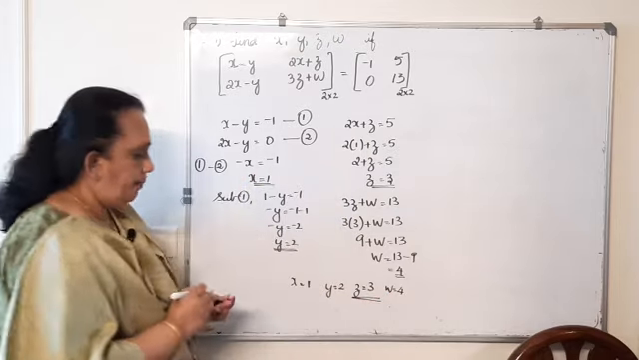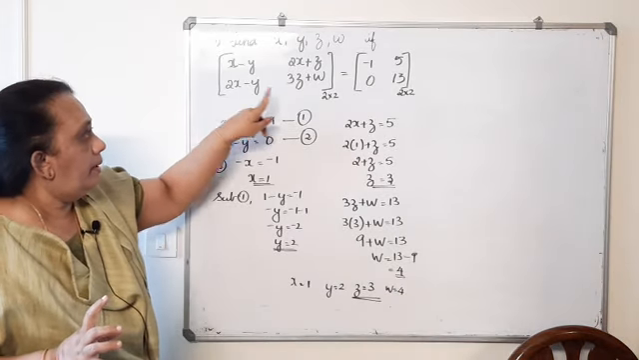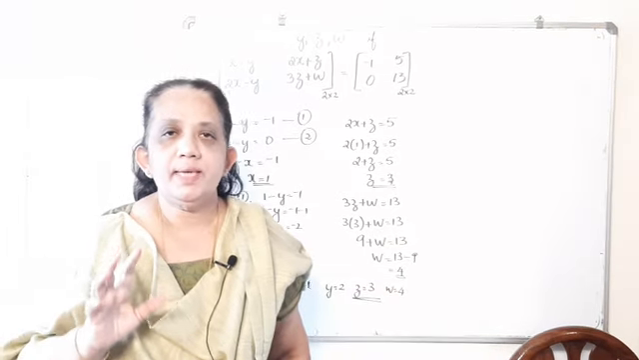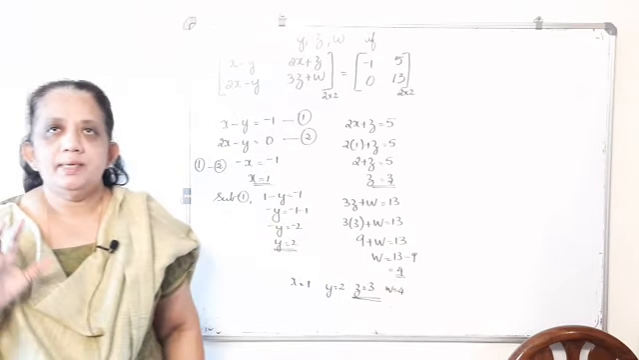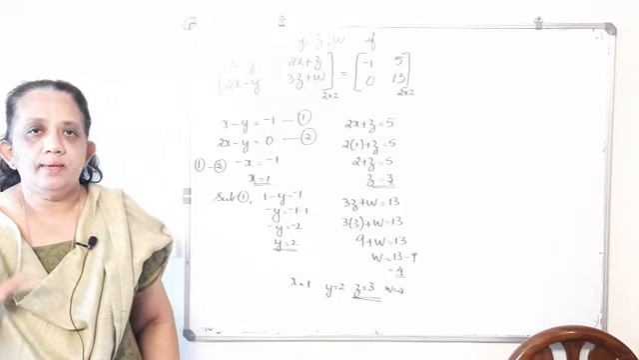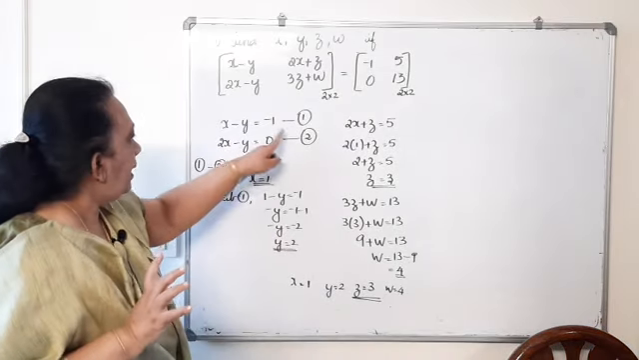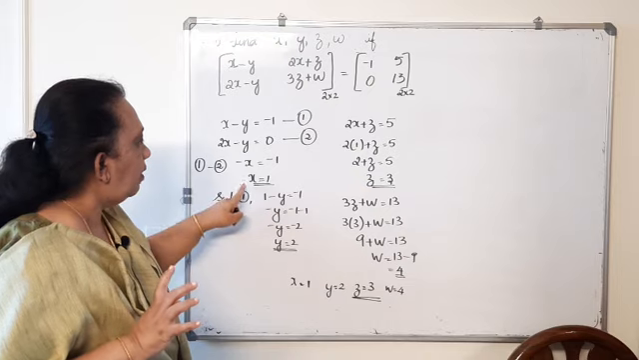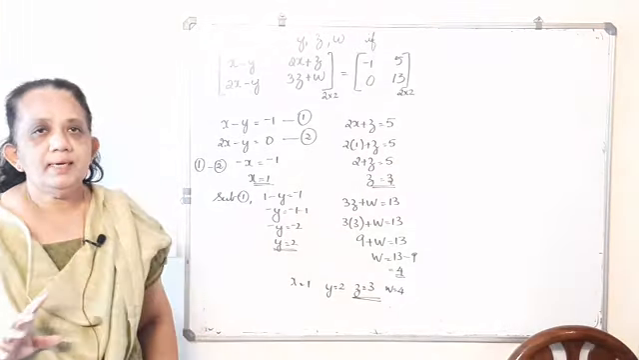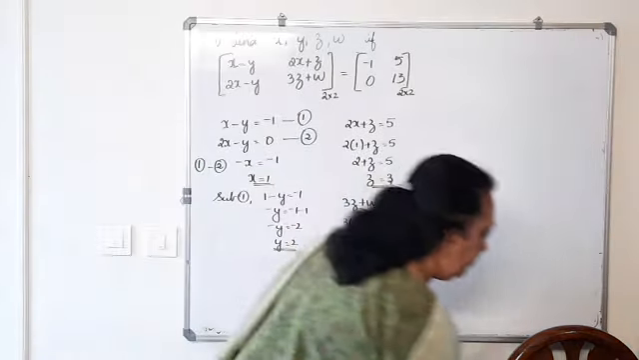So here the main property we used is the equality property of matrices. When do you say that two matrices are equal? Matrices should have the same order and the corresponding elements are equal. Then we can say that the two matrices are equal. Then comparing the corresponding elements, you solve for x, y, z and w. Is that clear to you? Yes, I hope you understood it. Okay.